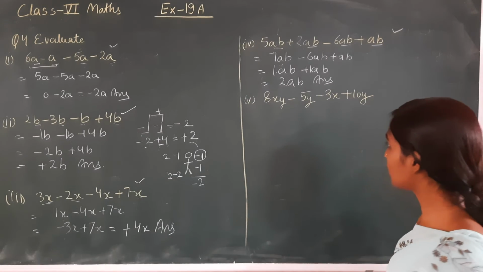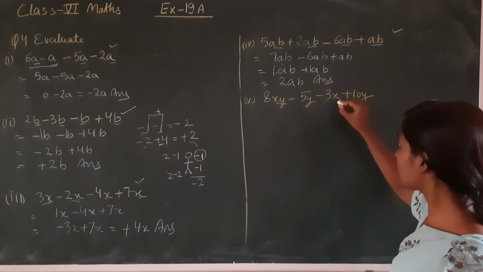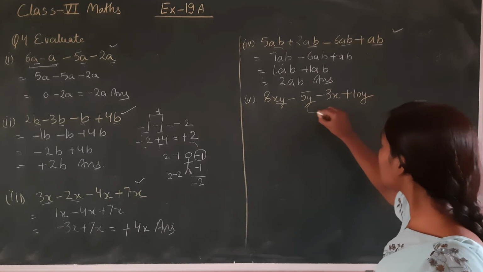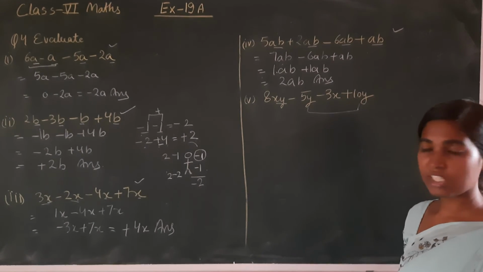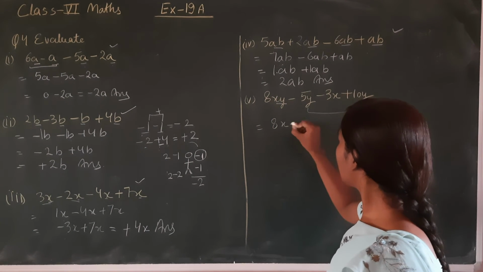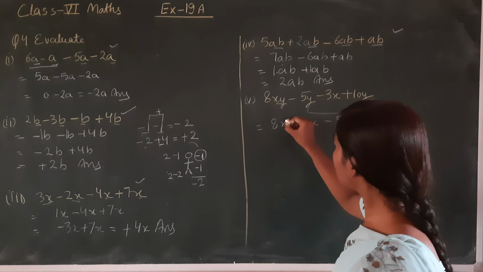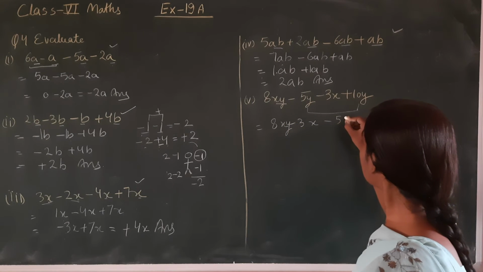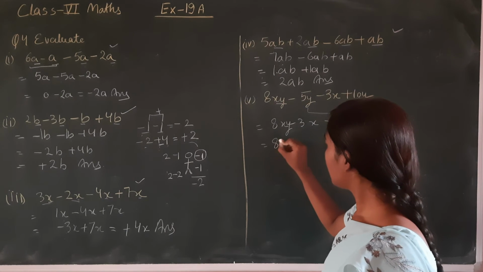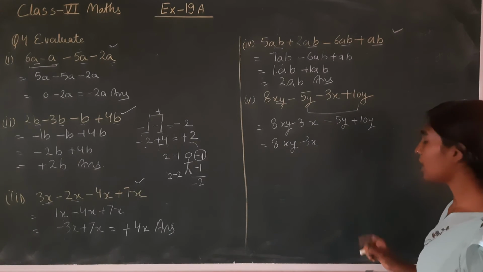Yes, I hope you understood. Now come to this. This is x, y, this is y, this is x, this is y. Can you find any like terms here? Yes, I can see these two are like terms. The others are not like terms, so I will write the other terms as they are. 8xy minus 3x, sorry, here is y. Then 5y plus 10y. 8xy minus 3x, here is minus 5 and plus 10.